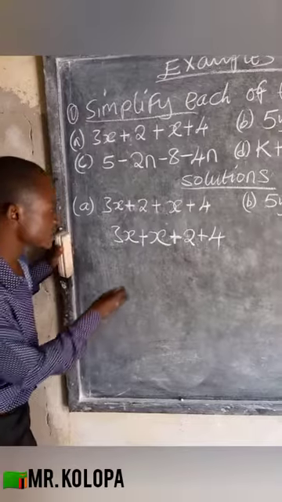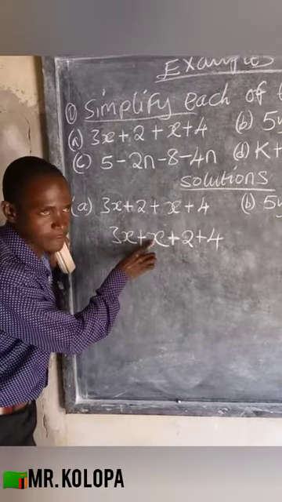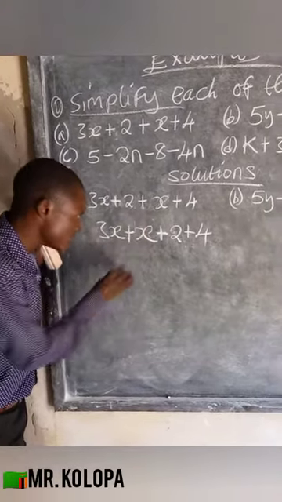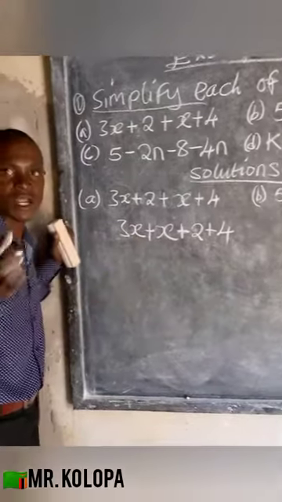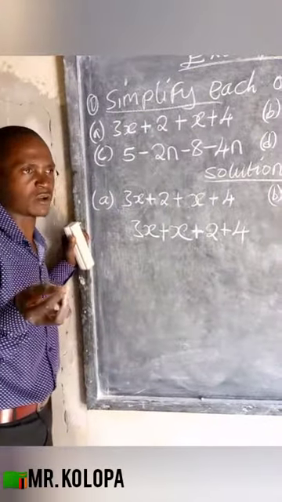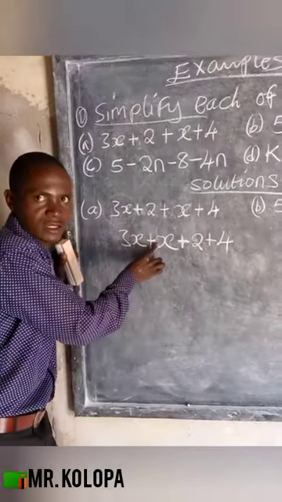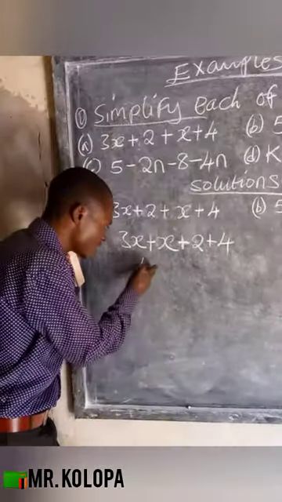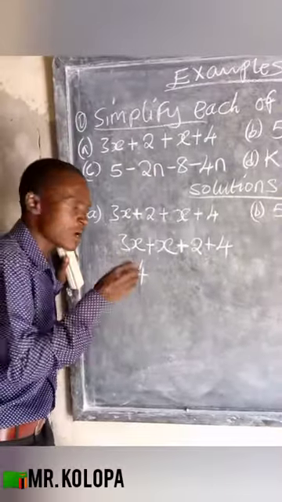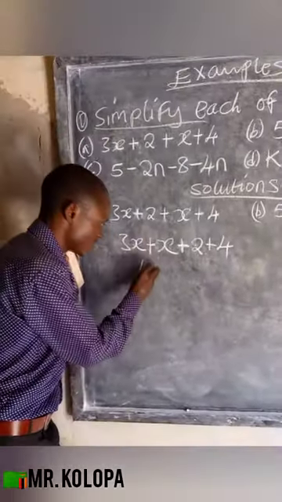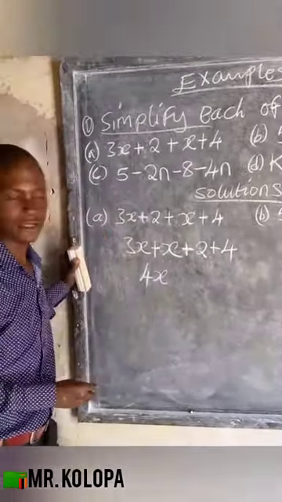So what we said is, in front of x, if the letter has no number, it means we have the invisible one. That's what we said, if you remember very well. So we have the 1 here, so we say 3 + 1. So 3 + 1, it will give you what? Give you 4. Then 4 what? We are dealing with the x. So that will be 4x.